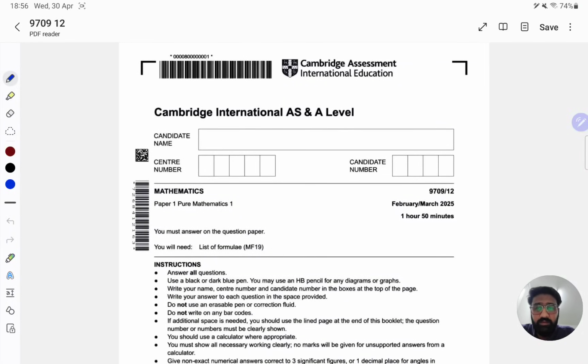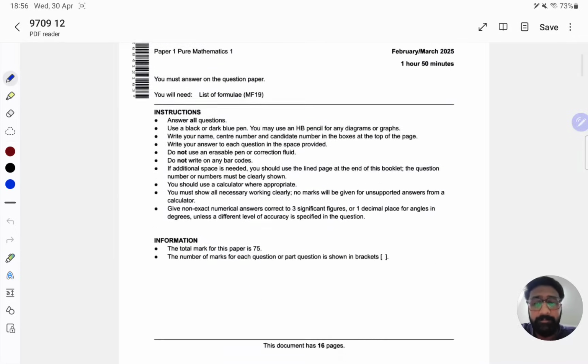Okay, today we are going to do AS 9709 paper 1 2 for February March 2025. So without wasting any minute, let's start.